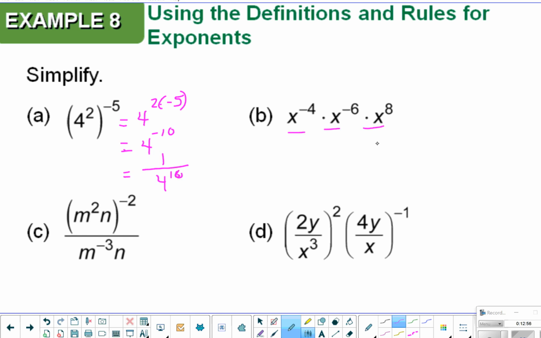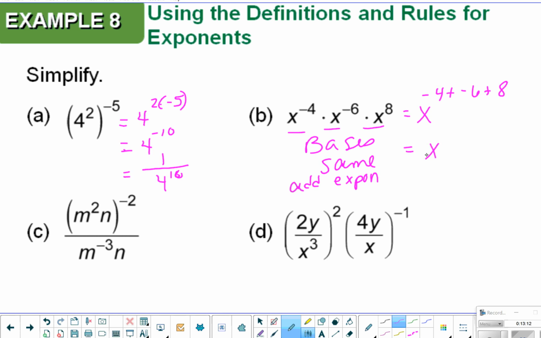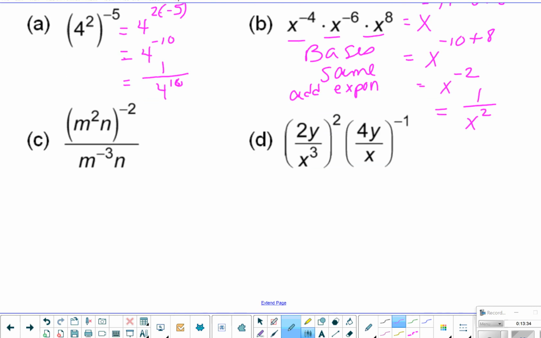Here I see bases are the same, so I'm going to add exponents. So this will make x to the negative 4 plus negative 6 plus 8. Adding those up, I'd have negative 4. Oh, no, it's not negative 14. Negative 10 plus 8 gives me a negative 2. Write it using a positive exponent, so shift it to the bottom. And there's your answer: 1 over x squared.